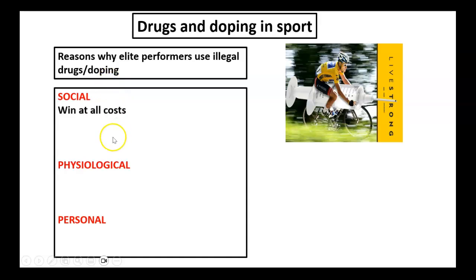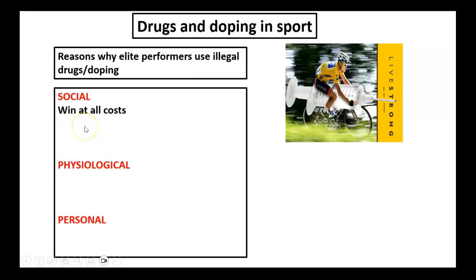From a social point of view then, there's this idea in elite-level sport that if you are going to be successful, you have to adopt a win-at-all-costs process, or ethic, or win ethic. Okay, so a win-at-all-costs approach. If you do that, that means that you will do anything to win. And sometimes that might mean trying to take illegal performance-enhancing drugs to help you win.